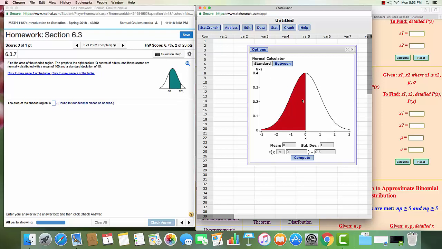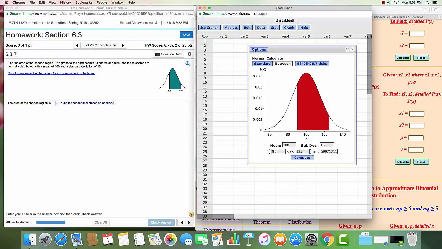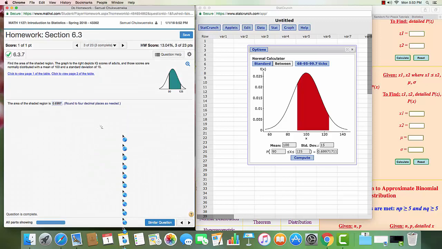So here is less than and greater than. If you click here, this is less than, this greater than. That's the standard here. You don't want this though. Go to between here. Go to between, and you put the mean. The mean is 100. Standard deviation is 15, and you want the probability between 90 and 125, and then you press the enter key. So it shows you that, to 4 decimal places, 0.6997.